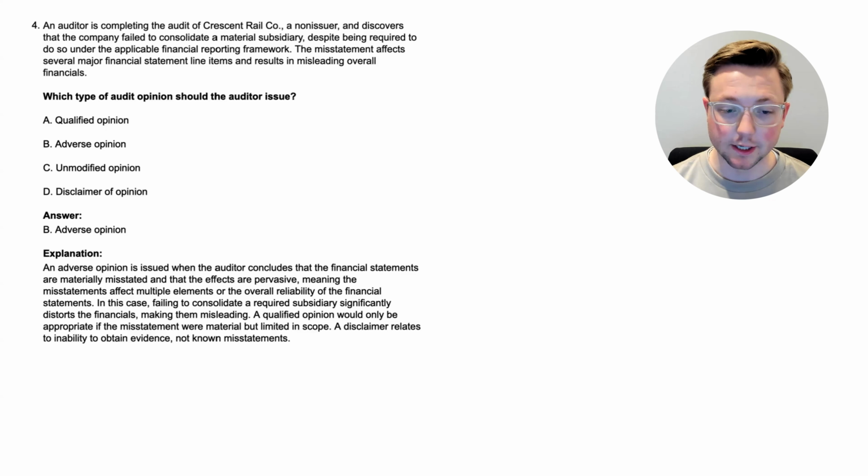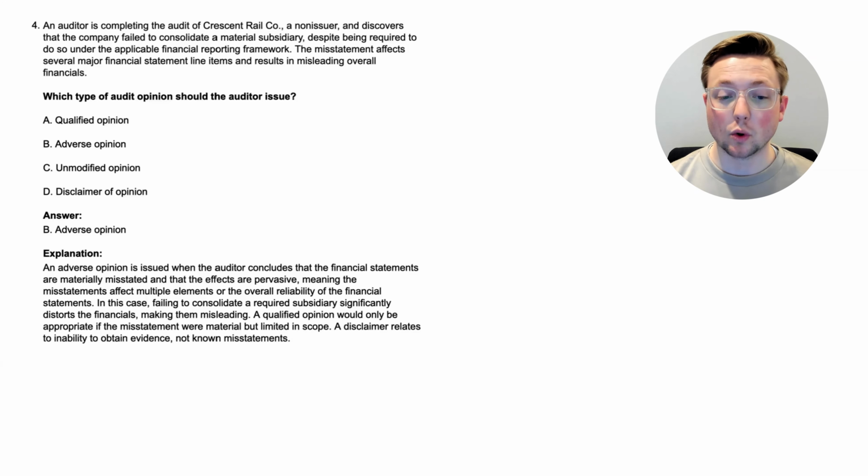So let's go through the explanation. An adverse opinion, and again, we kind of just talked about this, is issued when the auditor concludes that the financial statements are materially misstated and the effects are pervasive, meaning the misstatements affect multiple elements or the overall reliability of the financial statements. So it's a big deal. It's kind of throughout the whole financial statements. In this case, failing to consolidate a required subsidiary significantly distorts the financials, making them misleading. So not just one part of the financials, it distorts pretty much all of the financials.